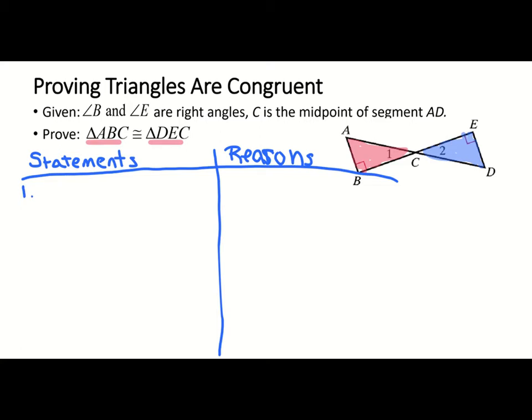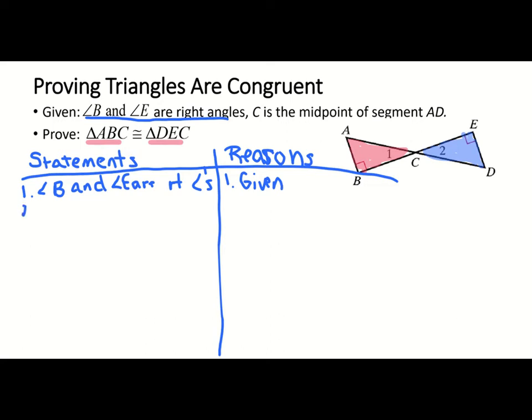So number 1, we're going to start off with our givens, obviously. I know that angle E and angle B are right angles because it was given to me. So angle B and angle E are right angles, and this was a given. And we talked about this previously. Just a reminder, when they tell us they're right angles, that is great information. But we don't assume, we have to be told.